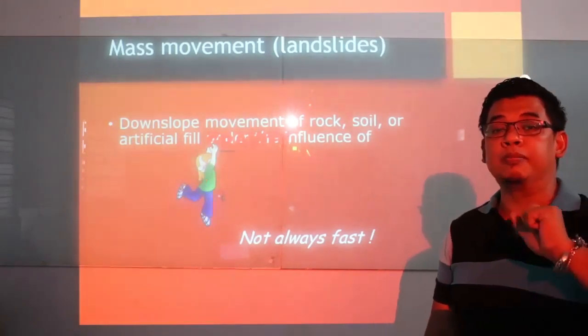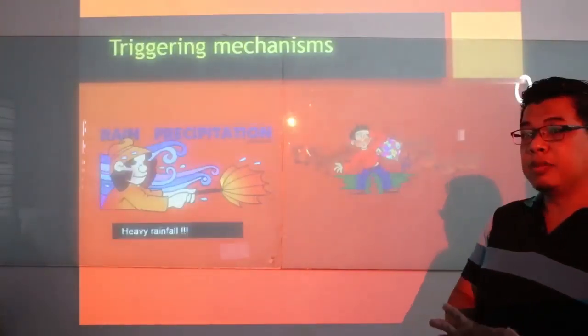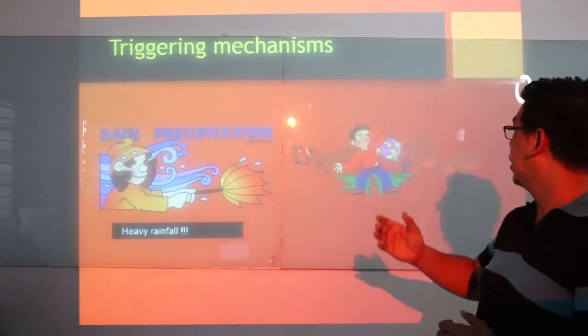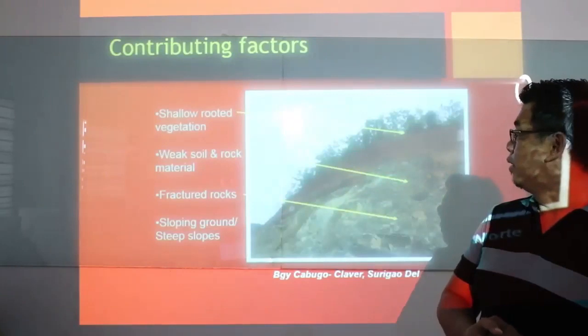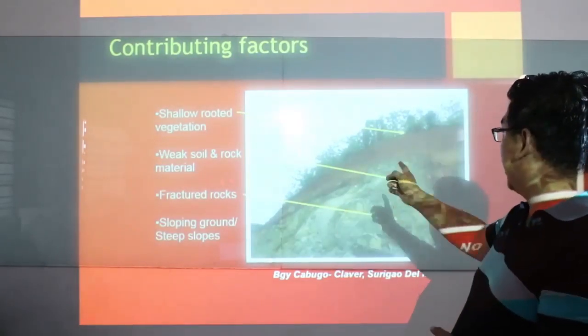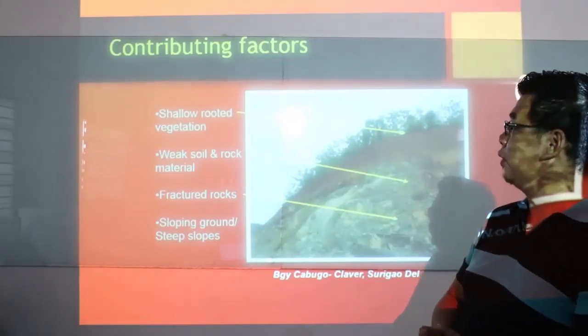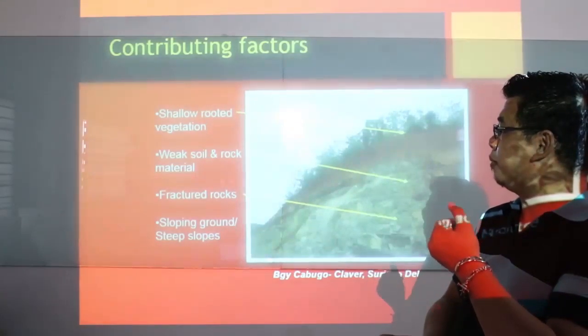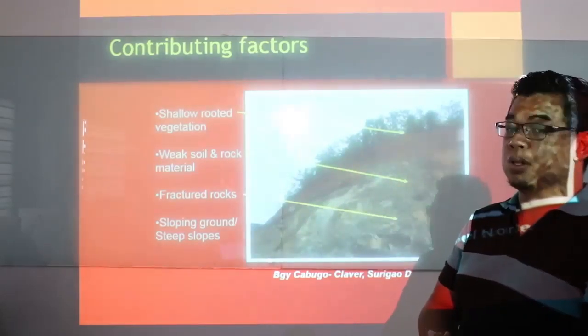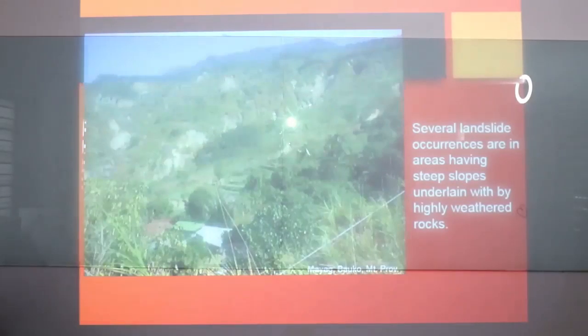I'm going to show you pictures about landslides. Now, the triggering mechanism for the landslide is very simple: rain precipitation and also earthquake. Now, these are what we call the indicators of landslide. You can see the presence of shallow-rooted vegetation, weak soils and rock materials, fractured rocks, and sloping ground and steep slopes. As you can see, you will see an indicator of landslide.